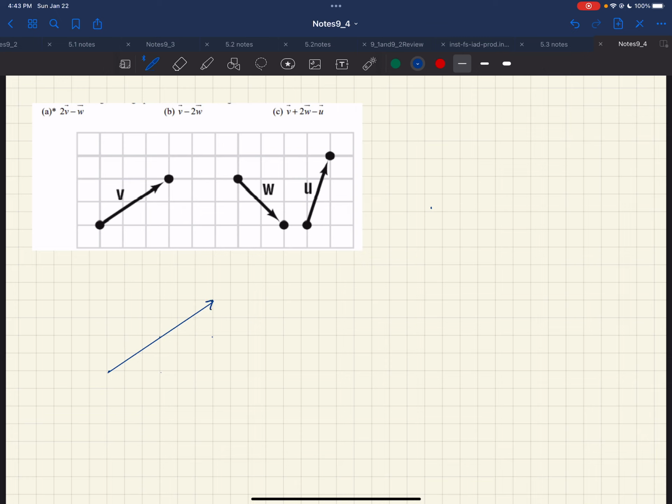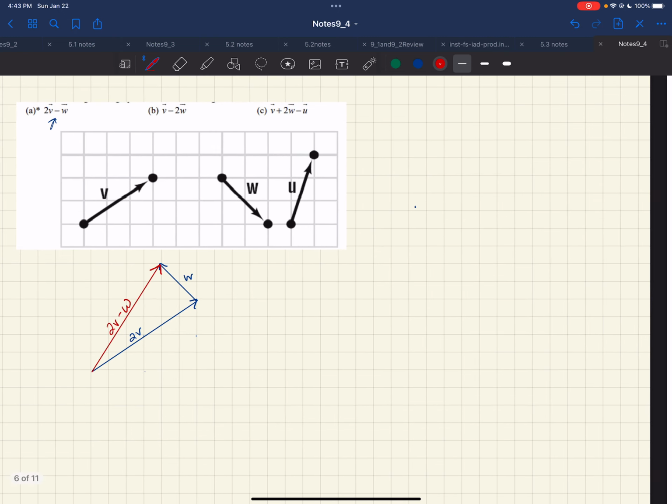Okay, so this is going to be 2v, and then I'm going to subtract a w. The w goes down 2 and over 2. But this is negative, right? You have minus. So I'm going to be heading the other direction. So that would be up 2 and over 2. So just like that. Here's my w and here's my 2v. And so my resultant vector here would be this right here. So this would be 2v minus w. Okay, that's not so bad.